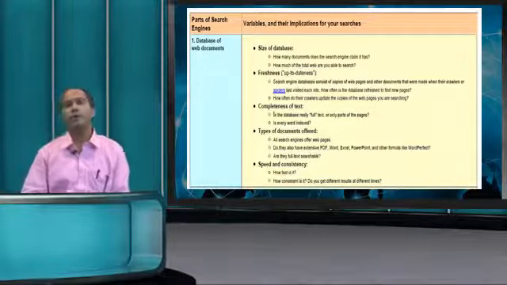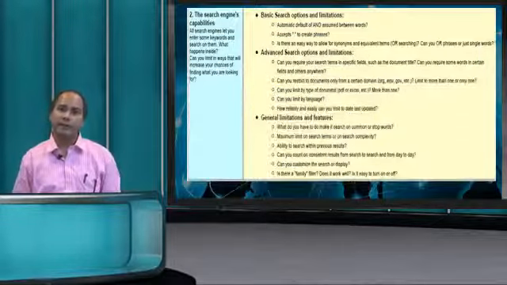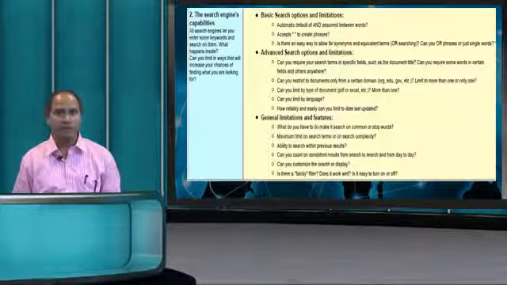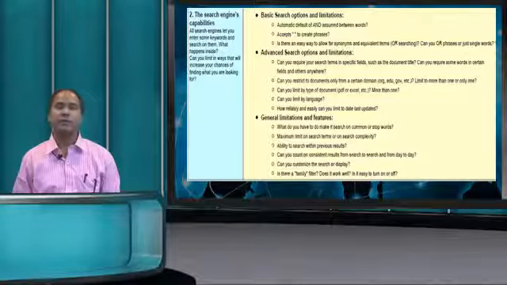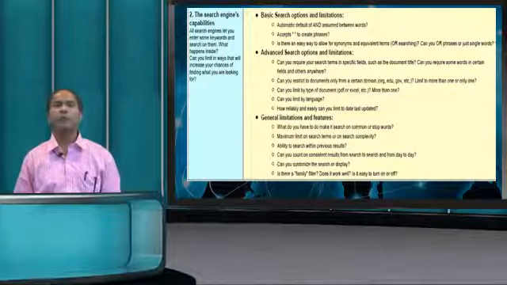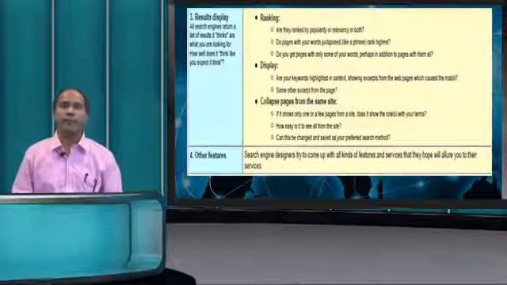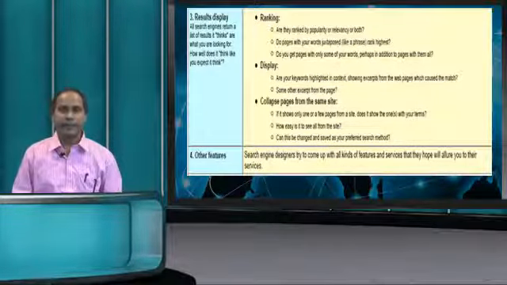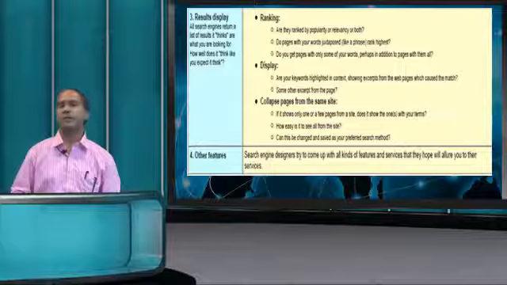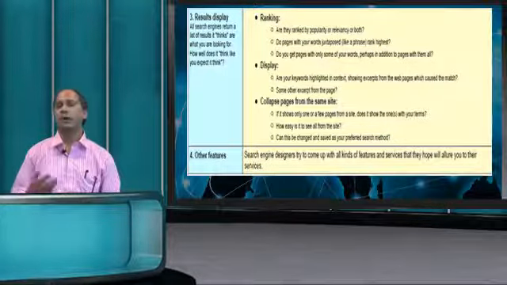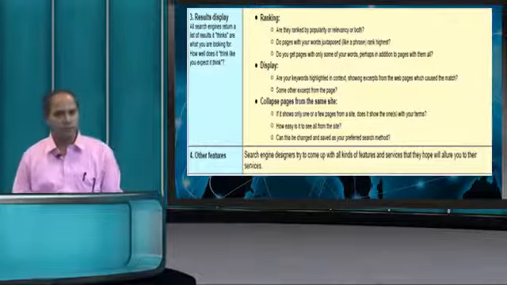In the second group, as you can see from the slide, you need to consider what the basic search options and advanced search options available from the search engine are for pinpointing your search. What are the general limitations and features of that particular search engine. And in the third group you need to know the ranking method or ranking algorithm followed by the search engine, how it displays the retrieved set of results, and whether it allows features like collapsing of pages or navigation or clustering of searches. So these are a few factors you need to consider before selecting your search engine.